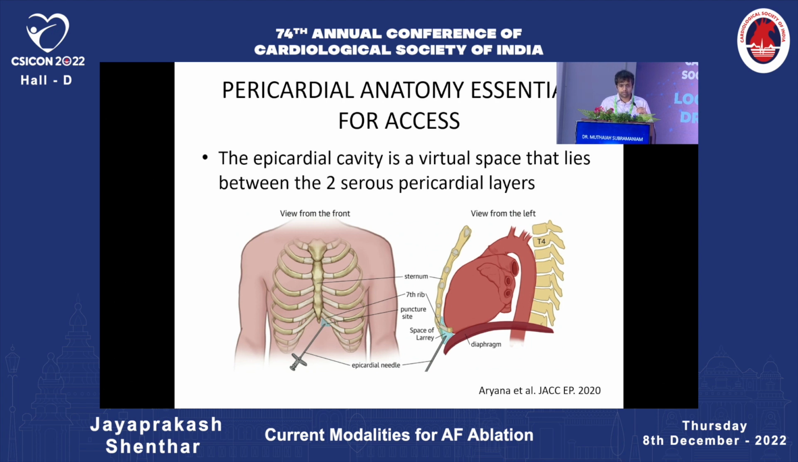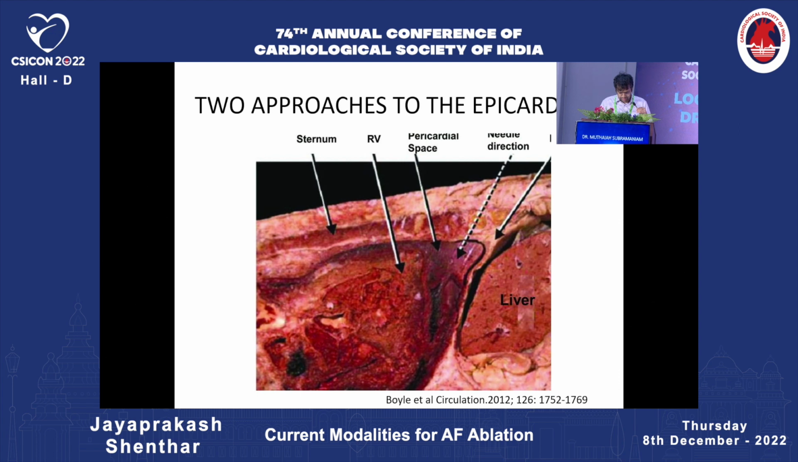So what are the anatomical structures at this site, and why is it sometimes difficult to get access in patients? Anatomical variations are many, and I just want to show you a few things. If you can imagine, you're looking at the heart from the right now. So the liver, the diaphragm, the pericardial space, and the sternum.